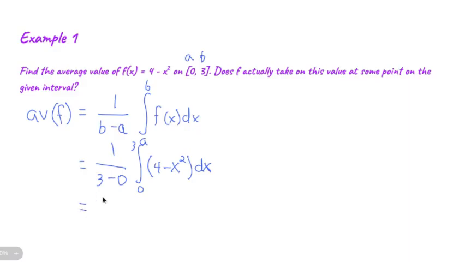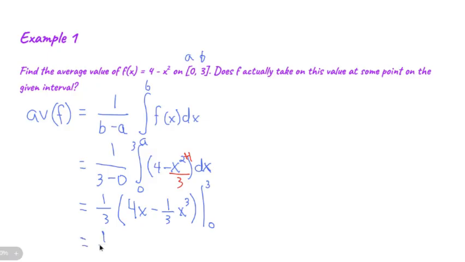So we will simplify this. This is 1/3. Okay. This becomes, so the antiderivative of 4 is 4x. And then we got to use our reverse power rule. Plus 1, and then divide by that. I always like to write it as 1/3 x cubed. And then our interval from 0 to 3.